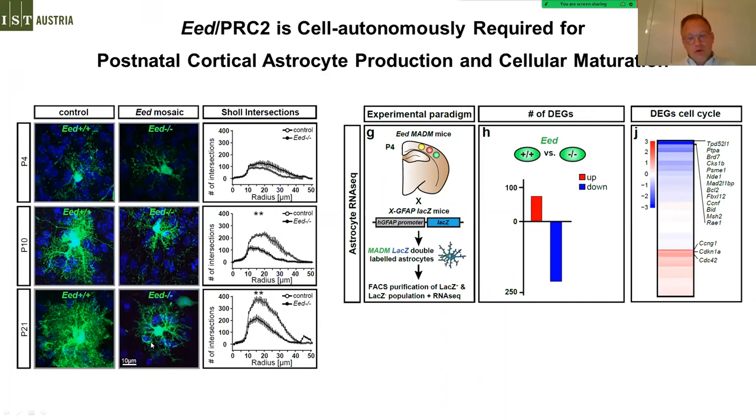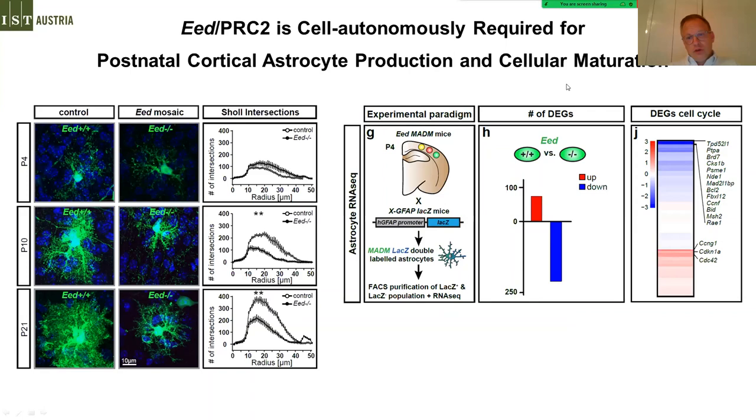So we try to isolate transcriptomes where we label astrocytes with a specific transgene and measure again EED deregulated genes, wild type and mutant. And we can see there is quite a large number of genes deregulated. And this we now use as a hypothesis generator in order to get deeper into the mechanism of, first of all, astrocyte production and also astrocyte cellular maturation.